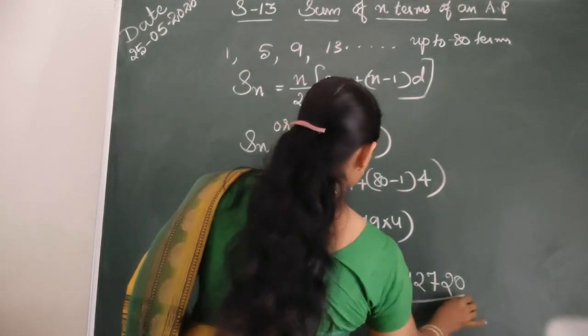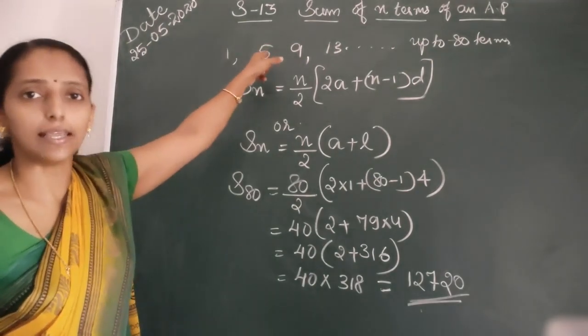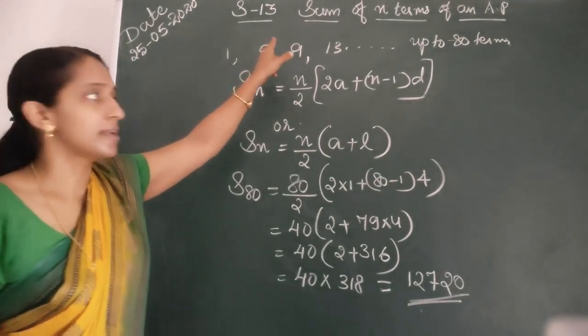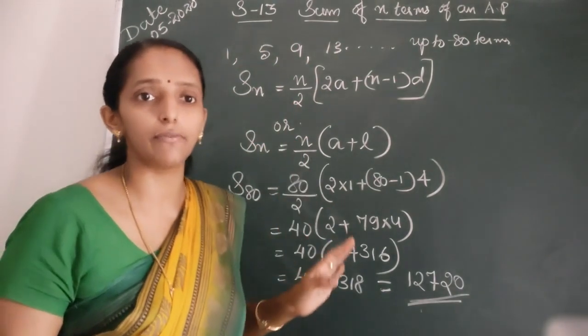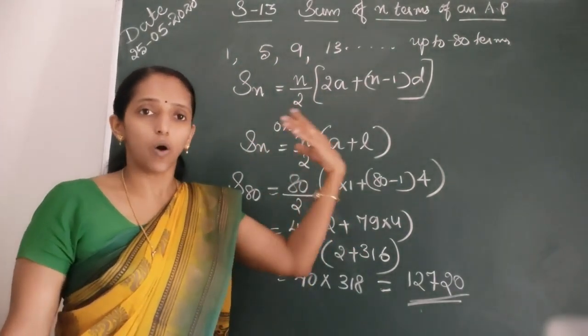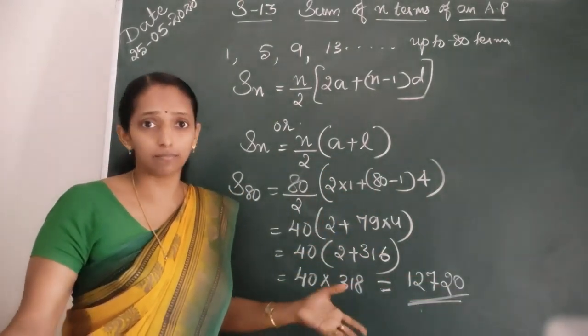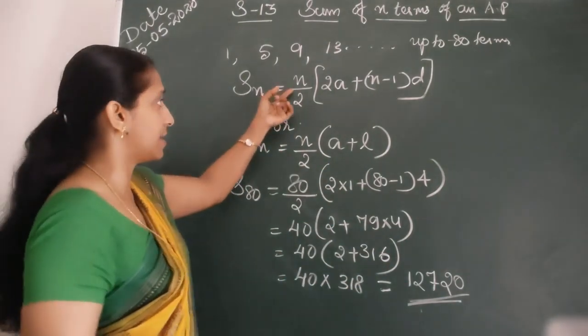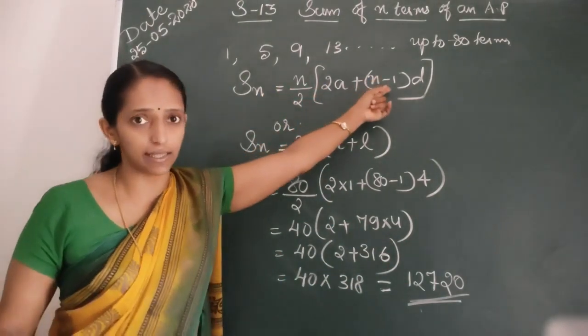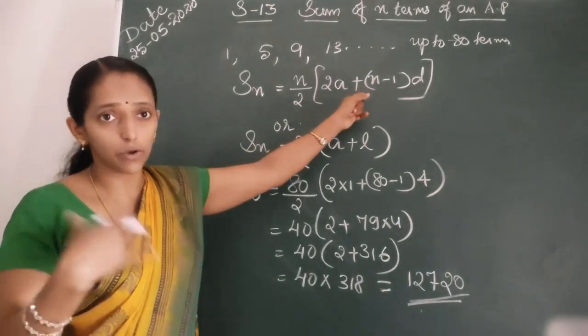So this will be the sum of 80 terms of this series. Did you understand the calculation? Here also we have many applications. L we have to calculate, or if the sum is given, you have to calculate the n, like that, because n is there, a is there, d is there. Any of these unknown quantities you have to calculate.